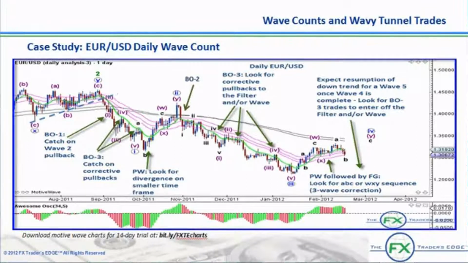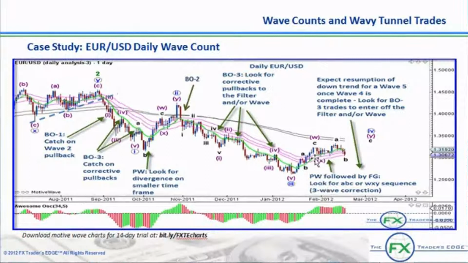Moving right along to wave 4, you can see the PW trade at the end of the wave 3, which is followed by a fill the gap trade. The initial PW trade is a wave A of W to the wave. And then we have a B wave correction followed by our anticipated fill the gap trade between the wave and the tunnel. We didn't quite make it to the tunnel for this ABC correction, and at this point we're expecting the Euro USD to continue on down for a wave 5.